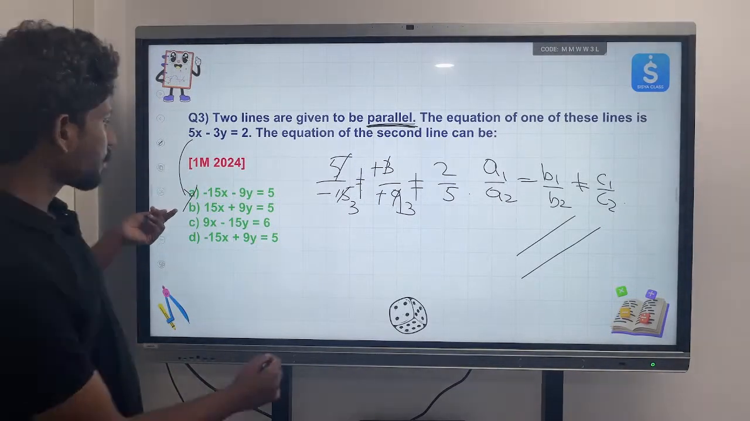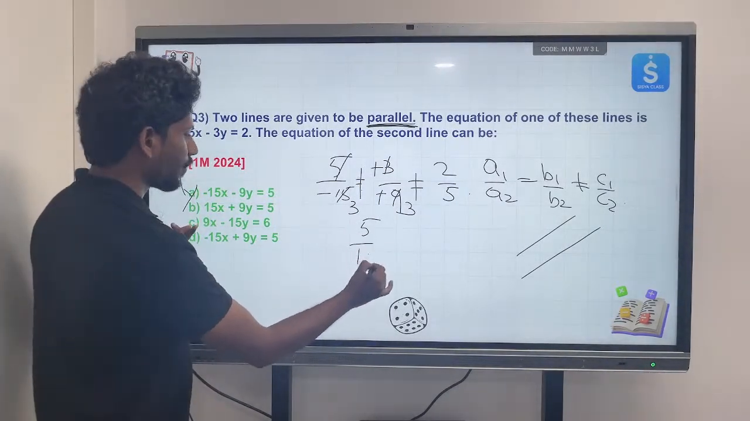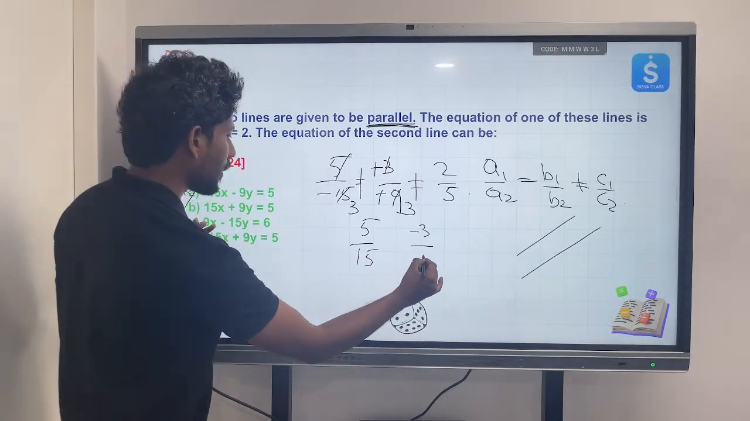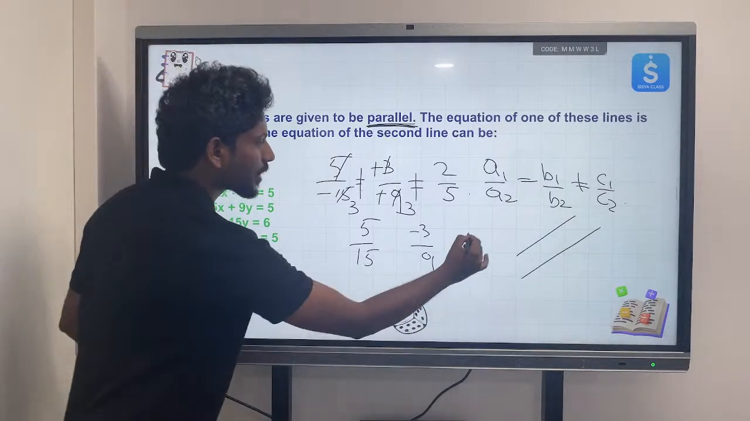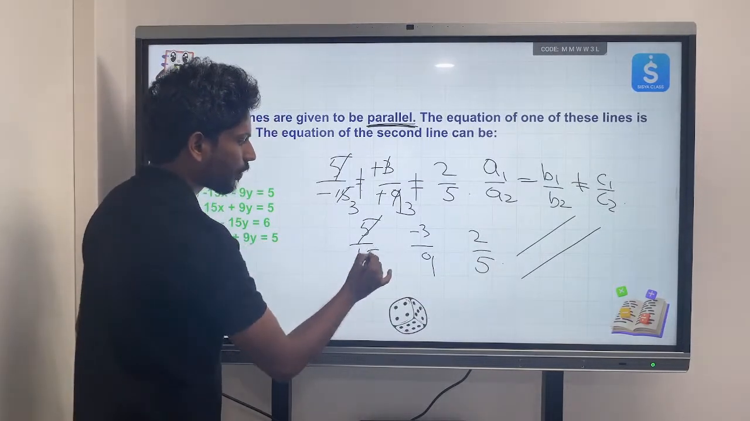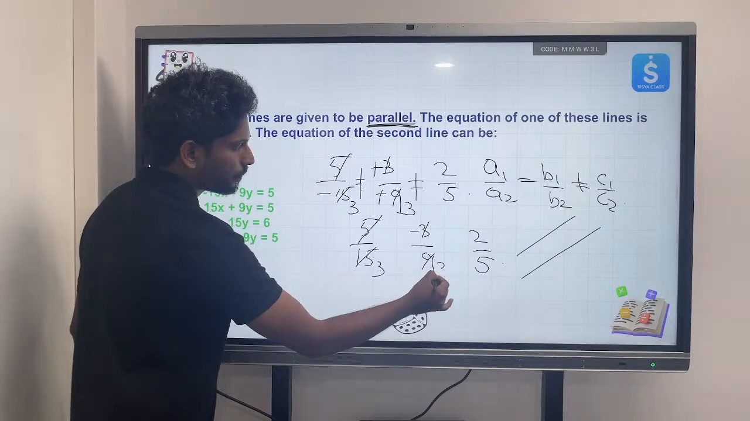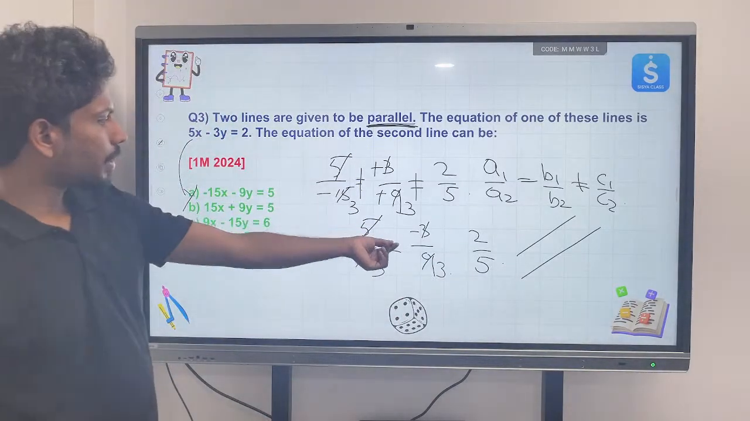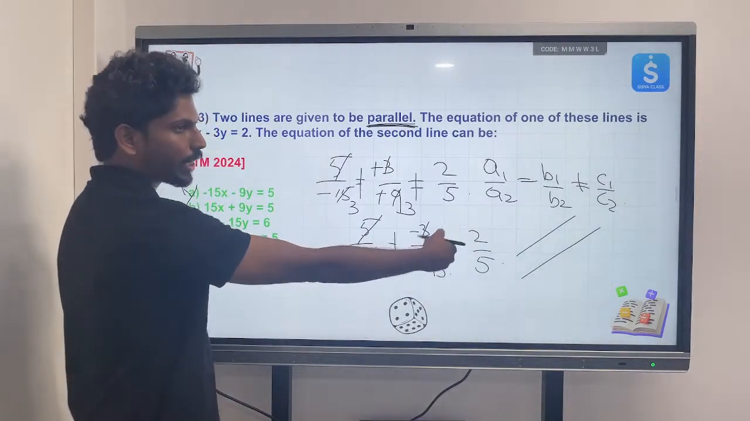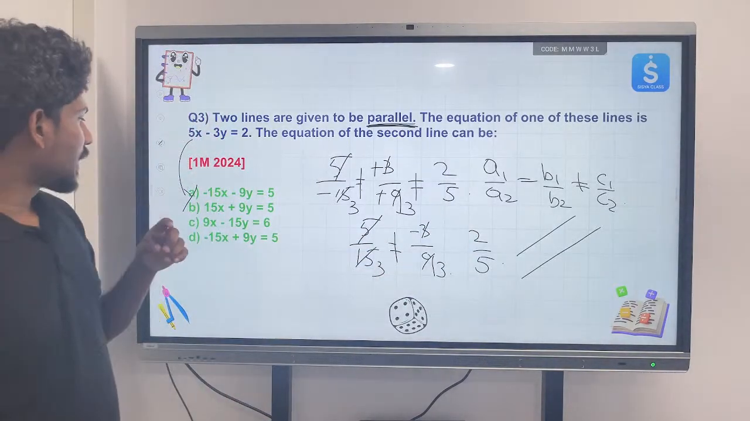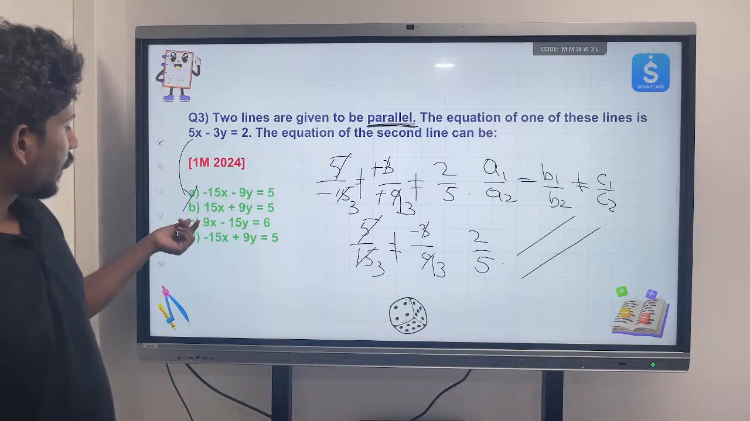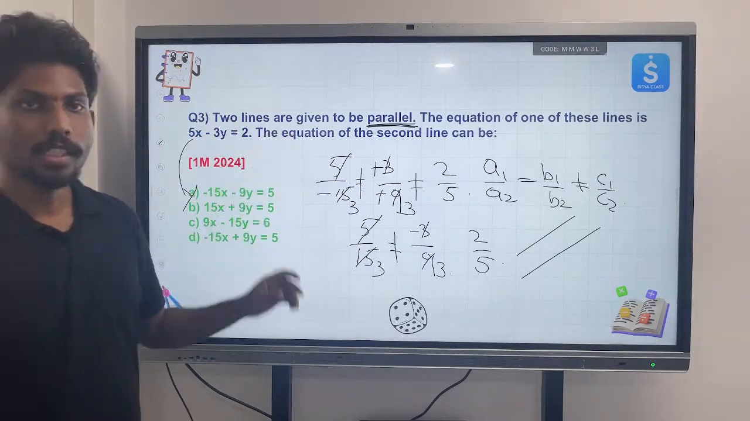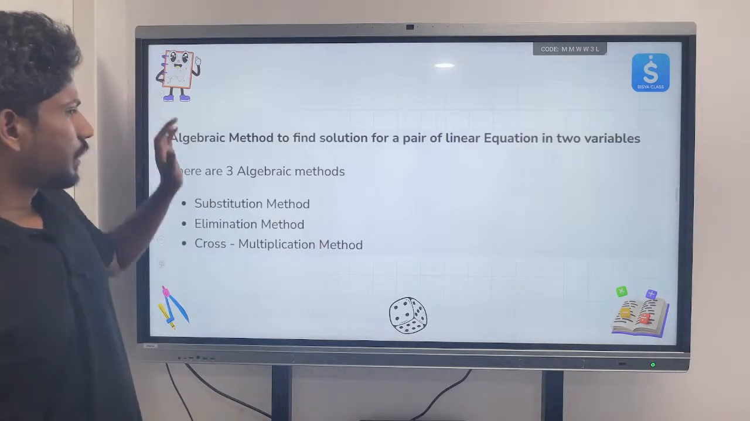If you see the next one, a1 by a2 is 5 by 15, b1 by b2 is minus 3 by 9, and what is c1 by c2? That is 2 by 5. So, again, a1 by a2 is not equal to b1 by b2, so there is no further point in discussing c1 by c2, right? Like this we can verify the third option and again the fourth option, and this is how we can find the solution, right?